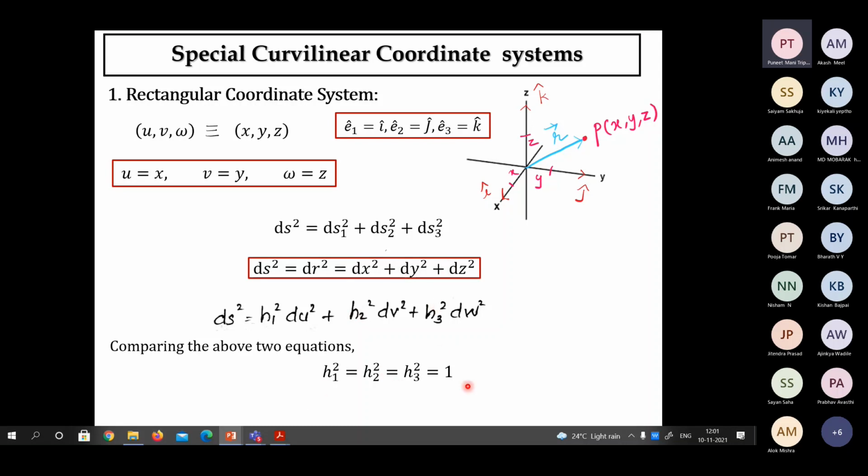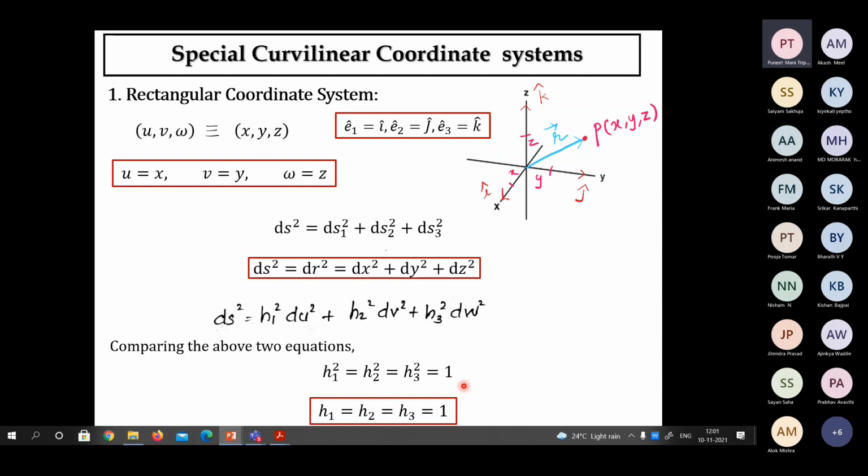So all of them are 1. So h1, h2, h3 are equal to 1. You know, for the rectangular coordinate system, the metric parameters are 1. All are distances, x, y, z, all have the same dimension. So h1, h2, h3 must be equal to 1.